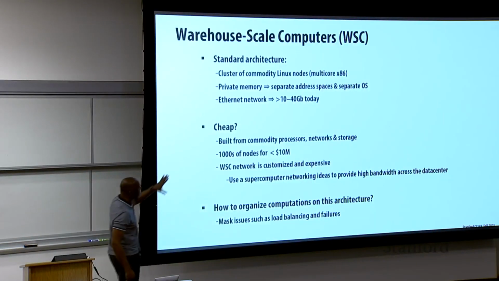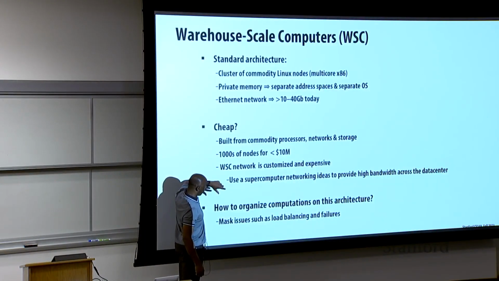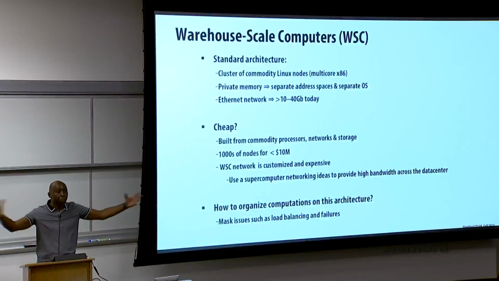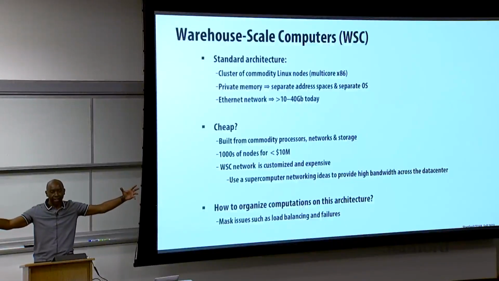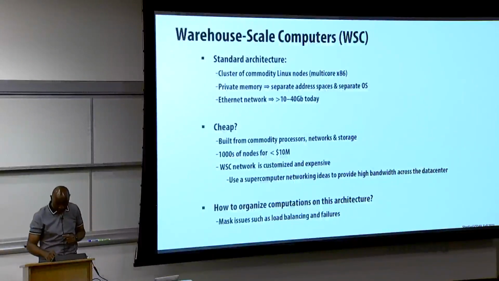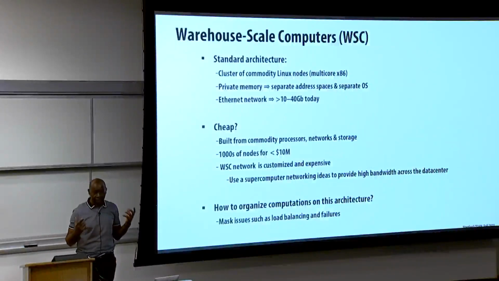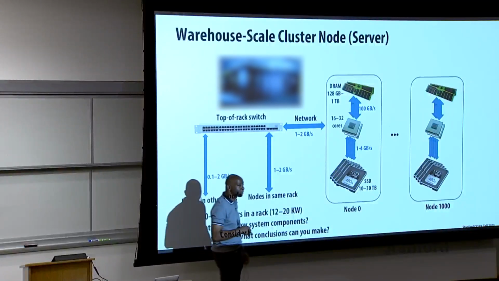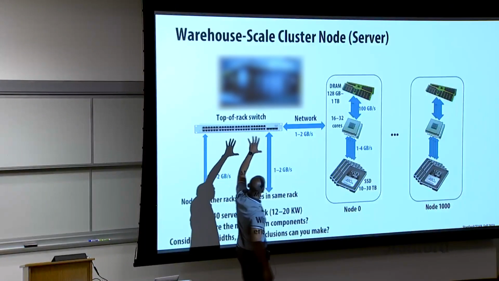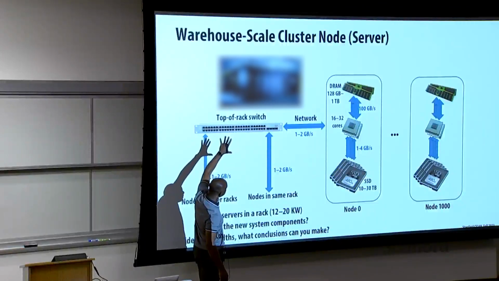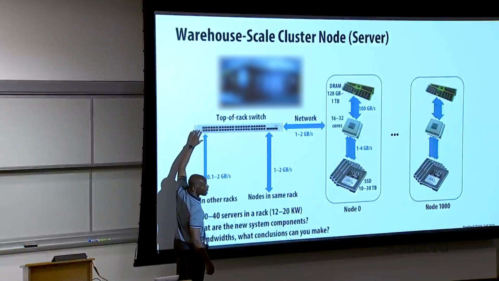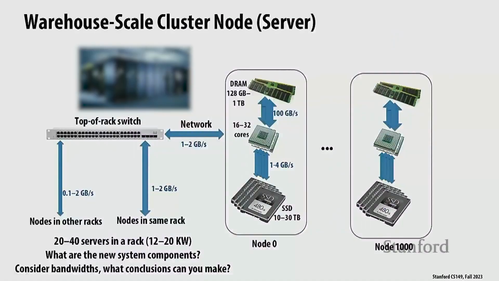So the question is, given this style of computer, how do you organize computations on this architecture, balance the load across 100,000 CPUs, and mask failures? The first thing we need to understand is how these systems are organized. The way to think about it, as I said, is that you've got hundreds of racks of computers. Each rack is organized in the following way. At the top of the rack, you've got a top of rack switch, which is the networking interface to the rest of the racks in the system.